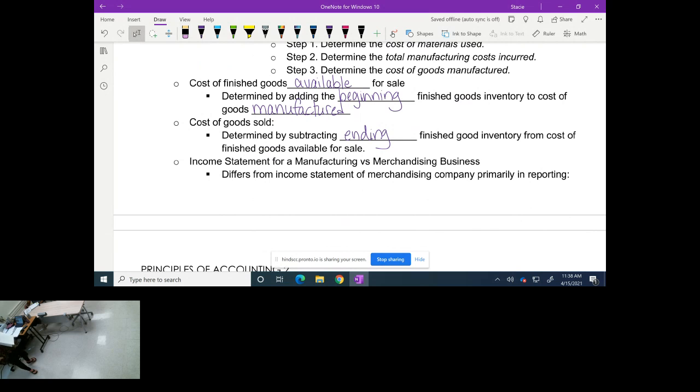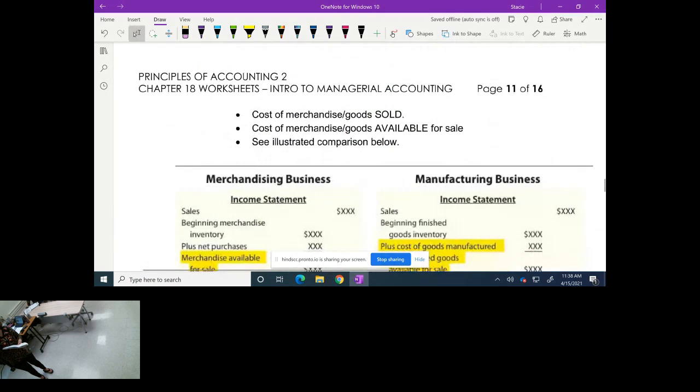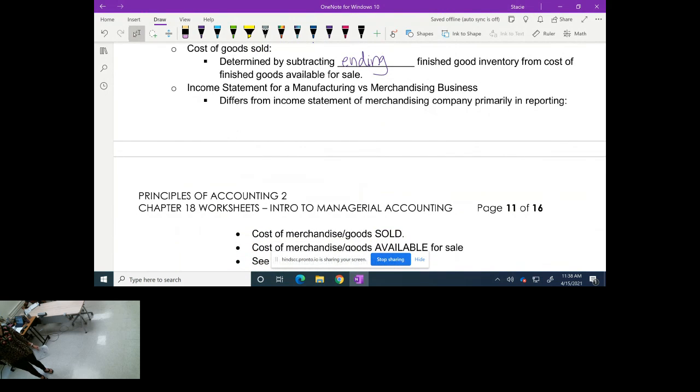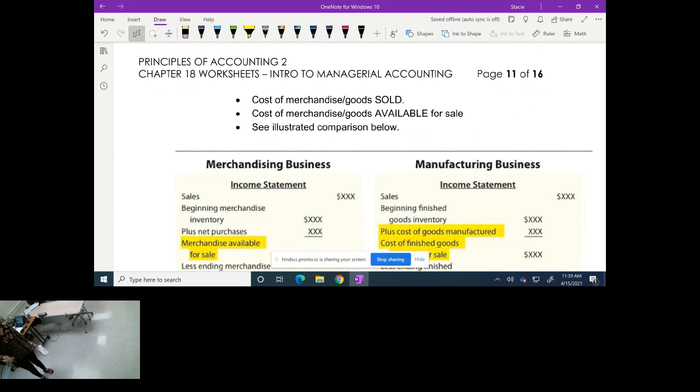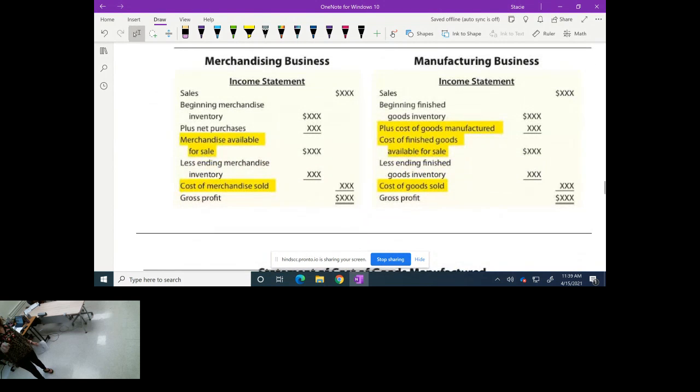All right, so looking at the difference between a merchandising company and a manufacturing business: cost of merchandise or goods sold, cost of merchandise available for sale. You just have different things on there. That's a merchandising business. I don't think we ever even did one like that. We just had sales, cost of merchandise sold, gross profit. But this is the in-between stuff that you use to figure out what cost of merchandise sold is. And this one's just got extra stuff on it. It's a little bit different because you've got to deal with the different levels of inventory.